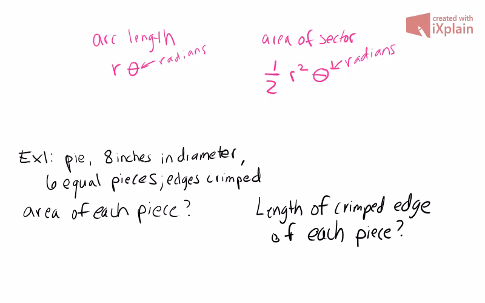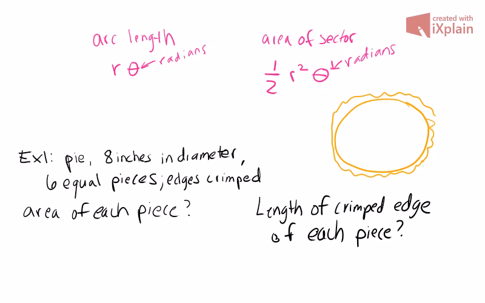So let's say you have a pie that's 8 inches in diameter, cut into 6 equal pieces with the edges crimped. So you know how sometimes when people make fancy pies, it's basically a circle, but they've got the edges with that fancy crimped edge. Alright, so we want to know what's the area of each slice of pie, and then what's the length of the crimped edge of each slice of pie.